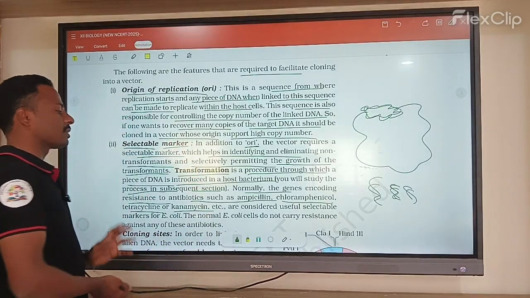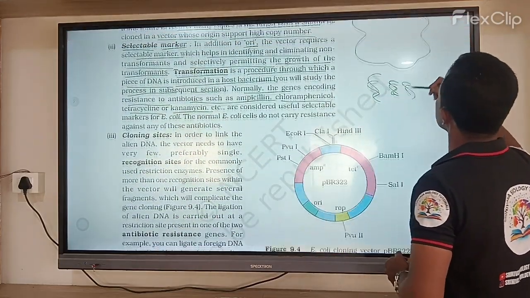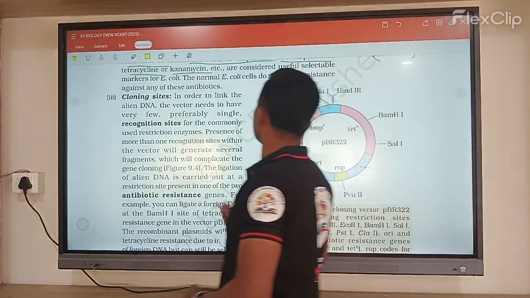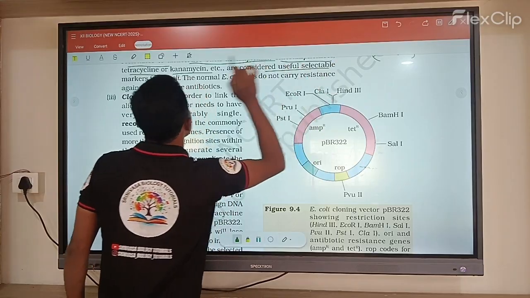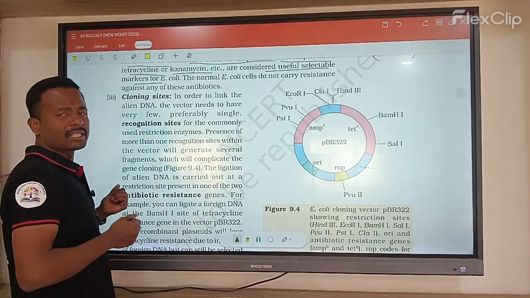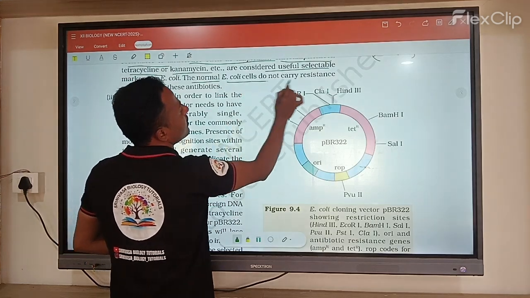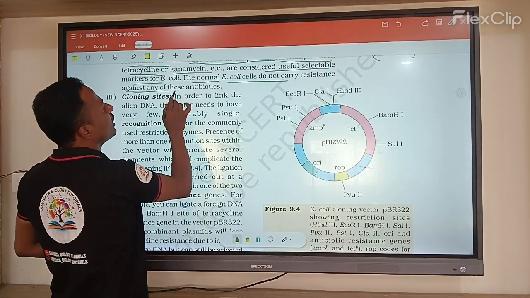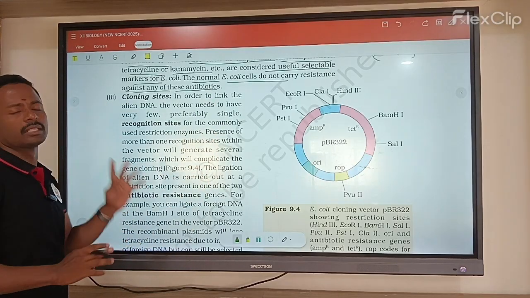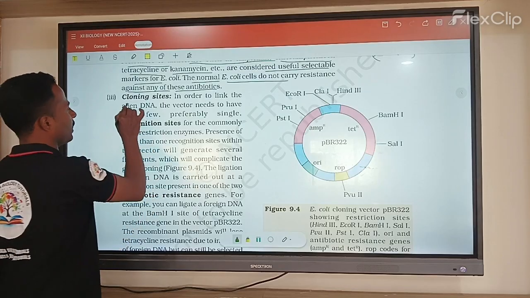So there are some antibiotic resistance genes present, like ampicillin, tetracycline, kanamycin and chloramphenicol. These are called antibiotic resistance genes, and they are considered useful selectable markers in Escherichia coli. The normal E. coli cells do not carry resistance against any of these antibiotics.